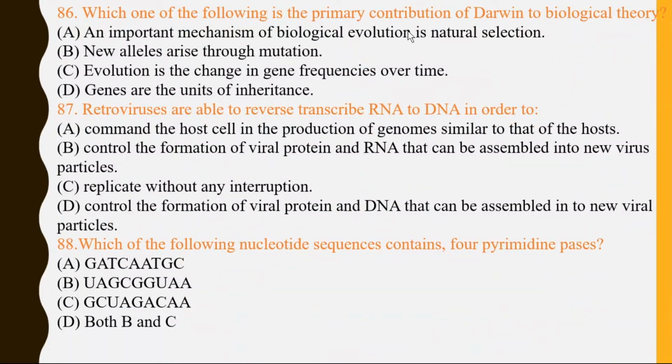Which one of the following is the primary contribution of Darwin to biological theory? A. An important mechanism of biological evolution is natural selection. B. New alleles arise through mutation. C. Evolution is the change in the gene frequency over time. D. Genes are the unit of inheritance.